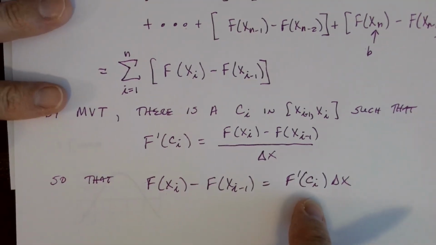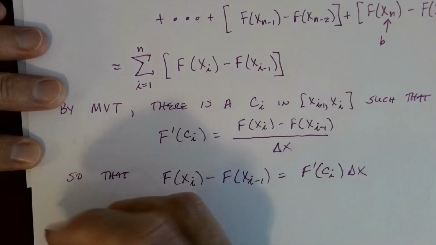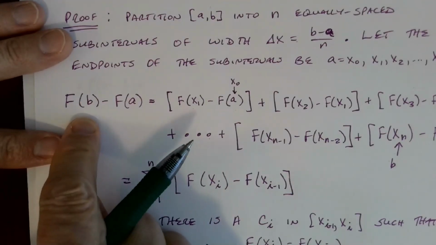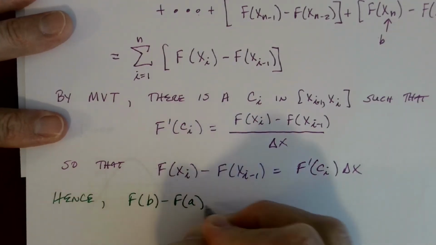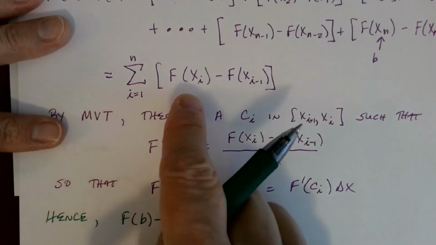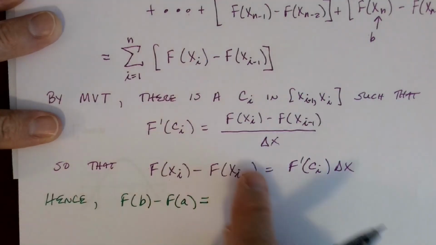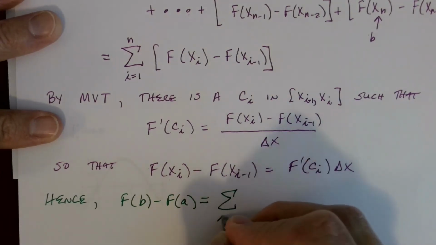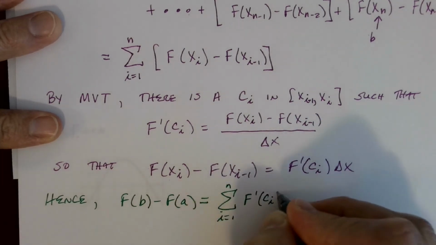Okay, we're almost there. Let me even change color here to emphasize. So hence, what do we have now? Go back up here. Capital F of b minus F of a is equal to this summation i equals 1 to n of F of x sub i minus F of x sub i minus 1. But this inside here, I'm going to replace with F prime of c sub i delta x. So this is the summation i equals 1 to n of F prime of c sub i times delta x.